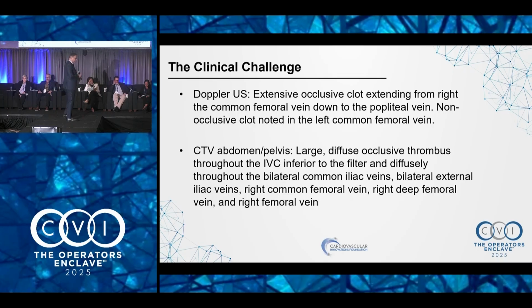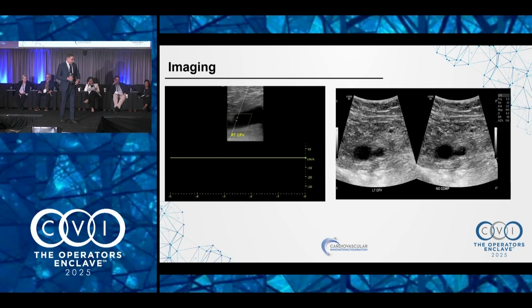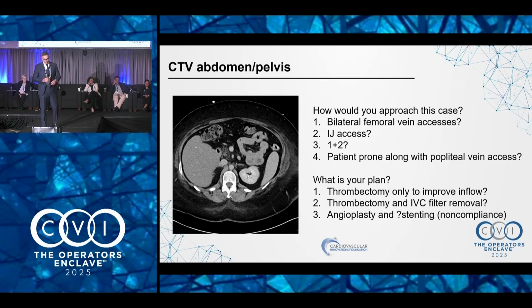CTV abdomen pelvis shows large diffuse occlusive thrombus throughout the IVC, inferior to the filter, and diffusely throughout bilateral common iliac veins all the way down. If you look here on the left side, you see the right common femoral vein has no flow in it, and the left common femoral vein was barely compressible. So the question is, how would you approach this case? Again, the clot goes all the way down to the popliteal vein on the right. It's non-occlusive in the left common femoral vein, and the IVC seems to be occluded below the IVC filter.